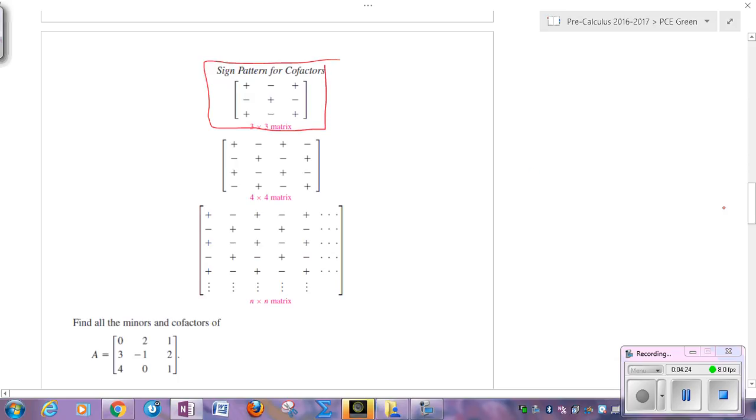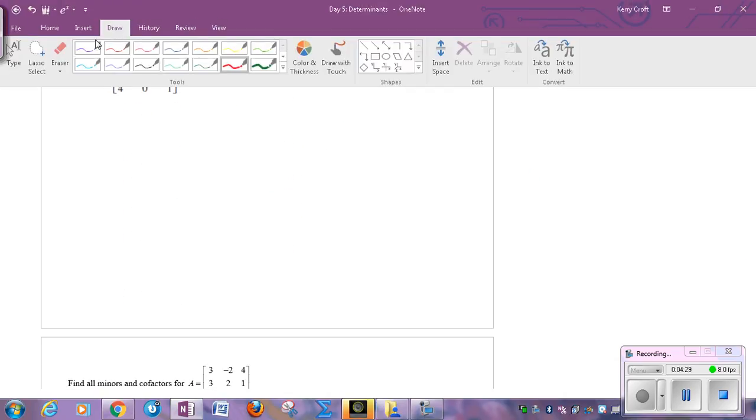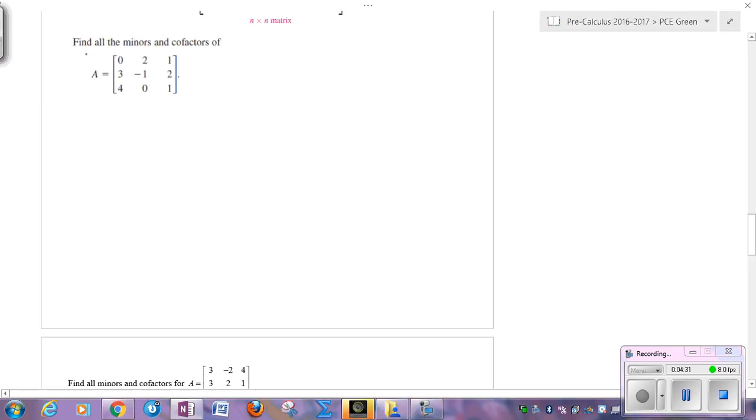So let's go ahead and find some minors, shall we? So here's our matrix. And in order to find the minors, we're going to get rid of a column and a row. Okay, so for example, if I get rid of the first row and the first column, it's going to leave me with just a 2 by 2 matrix in which I can use the determinant of a 2 by 2, and then that's going to become one of our minor values.